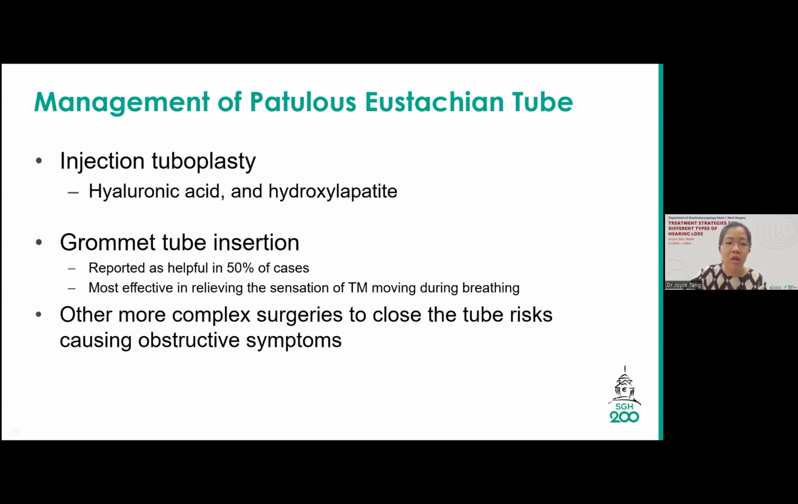For some patients, we can put in the grommet tube, like I showed you previously. That one was to drain water. This is to help the air to exchange. There are also more complex surgeries to literally close up the tube. However, this would risk having a blockage problem. Then you might go back to the first few slides that I had, which is all the complications from blockage of the Eustachian tube.